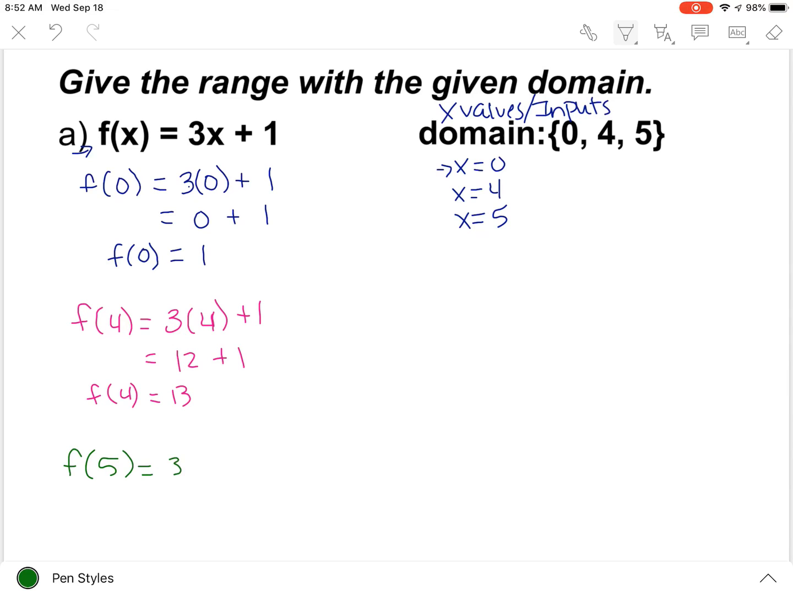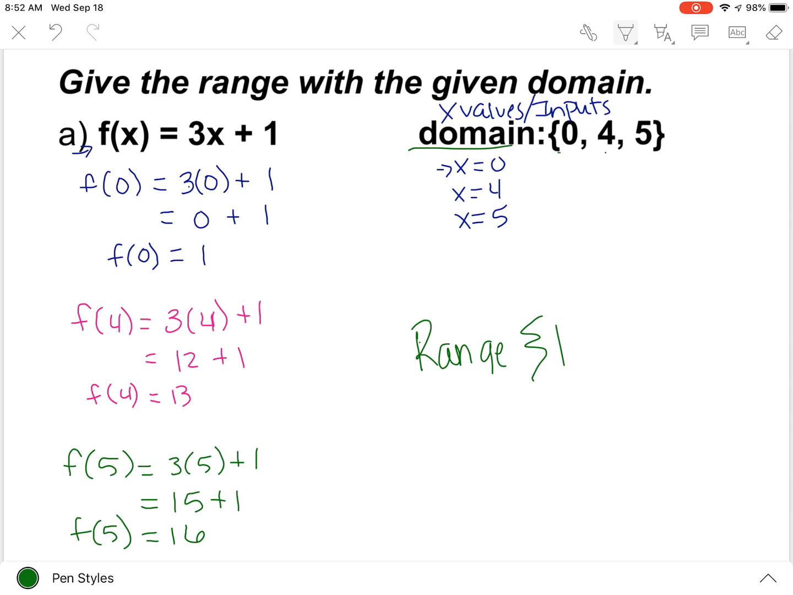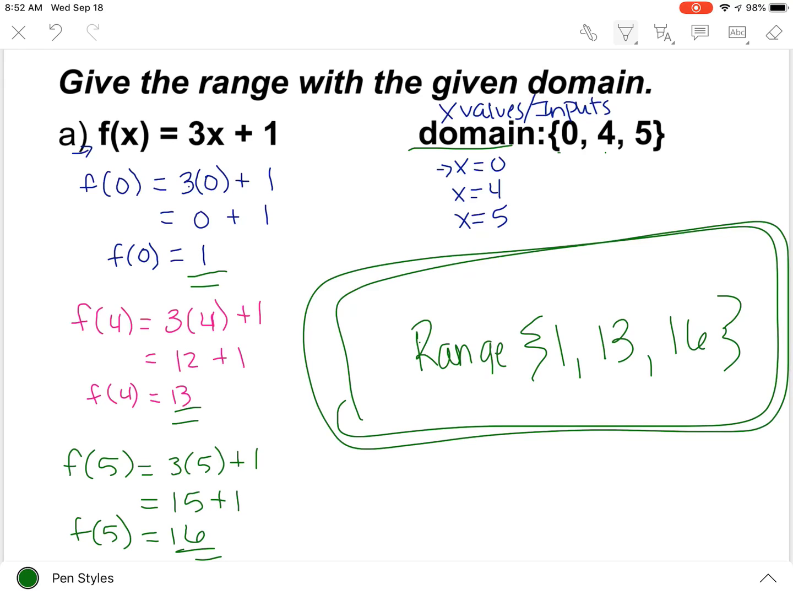F of 5 equals 3 times 5 plus 1. 3 times 5 is 15, plus 1 would be 16. So f of 5 is 16. So when we have the domain values of 0, 4, and 5, our resulting range are the values 1, 13, and 16. And that would be our answer because that is what we were asked to find. So all we really did, we took the three x values they gave us, the three inputs, we plugged them in to find our range or our outputs.